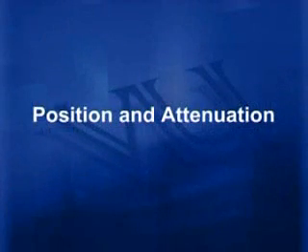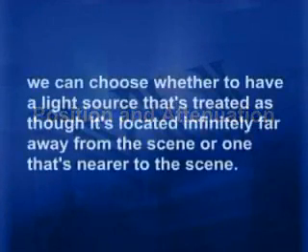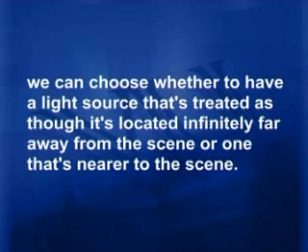Now position and attenuation is next. We can choose whether to have a light source that's treated as though it's located infinitely far away from the scene, or one that is nearer to the scene. We have talked about this issue earlier on as well, that depending upon where a light source is, it is going to have a different impact on the objects of the scene and vis-a-vis over the whole scene. If we are talking about some light source which is at infinite distance, it is not going to be virtually at infinite distance, it can be approximated to be at infinite distance, just like the sun.